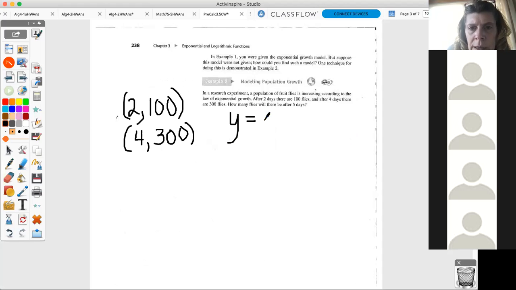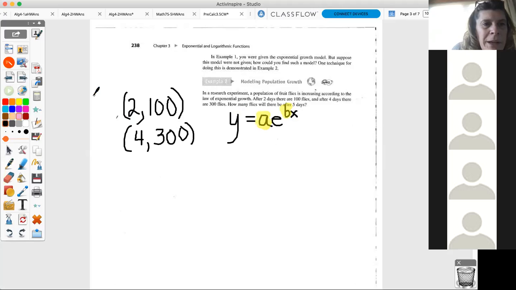y equals a e to the bx. Now, we know e is an actual set number, approximately 2.7, right? That's an irrational number like pi. So e is going to stay in our formula. y and x are always going to be in our formula. So it's our job to solve for the a and the b, because those are the two things we don't know.